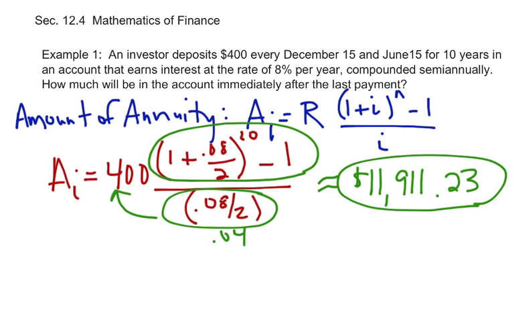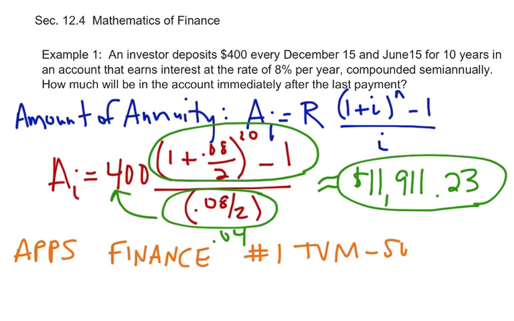Now another way of going about doing this problem is to use the TVM solver on our calculator. The TVM solver can be found under Apps, Finance, number 1. Now, when using the TVM solver, which you can for every problem in the homework, you have to ask yourself what they're asking you to solve for. Since they're asking for the amount in the account at the end, they're looking for the final value, which means that I must know everything else.